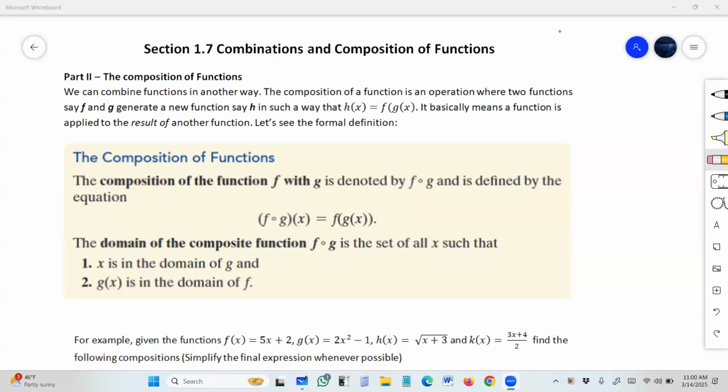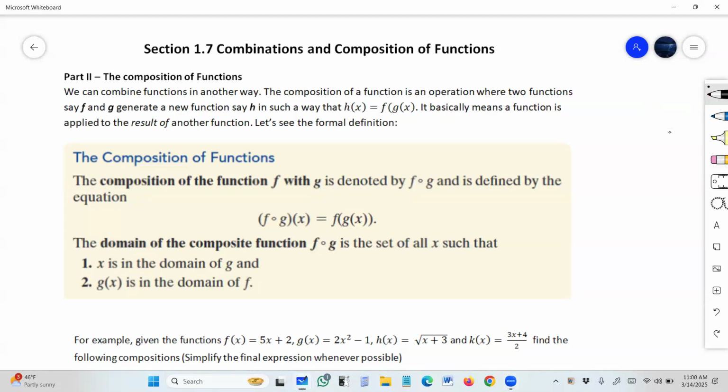Hello everyone. This is the video dealing with section 1.7, combinations and composition of functions. This is the second part of the video, where we talk specifically about the composition of functions. In the previous video, we already covered the four basic combination operations: addition, subtraction, multiplication, and division. Now we focus specifically on composition.